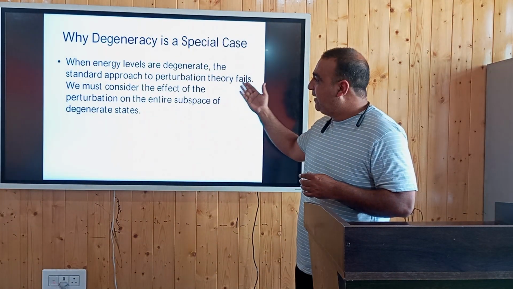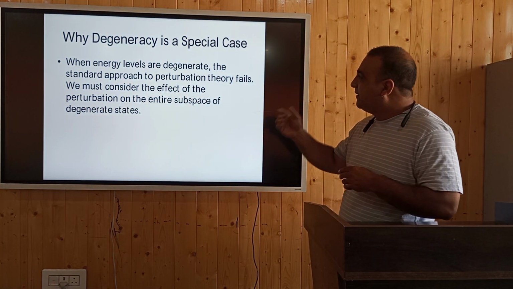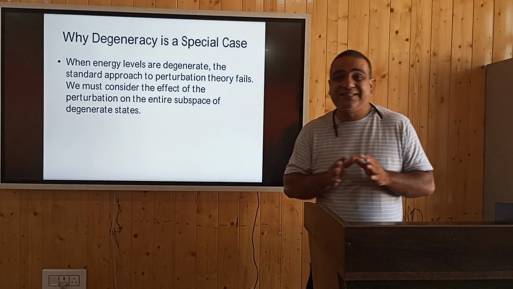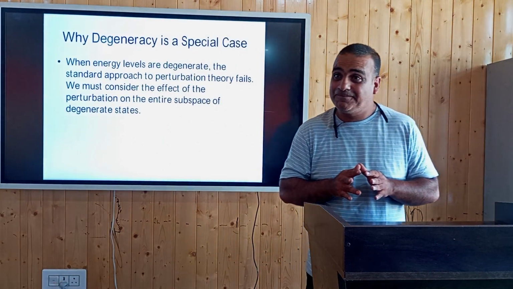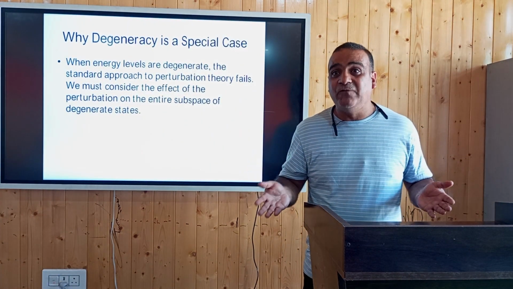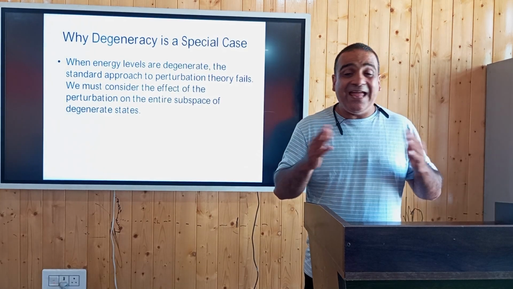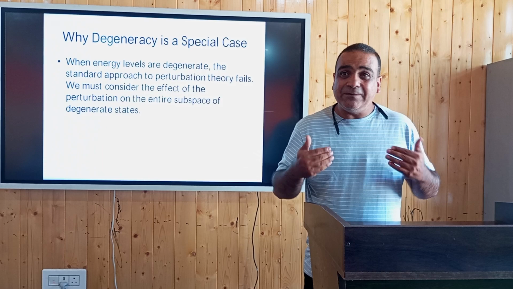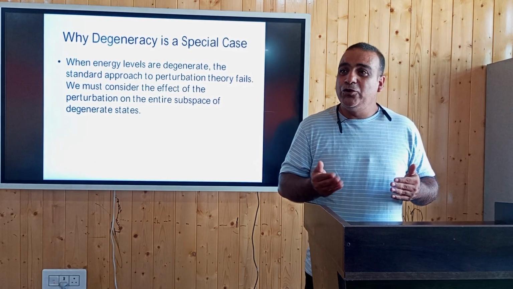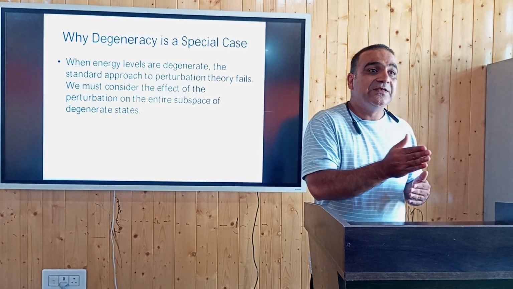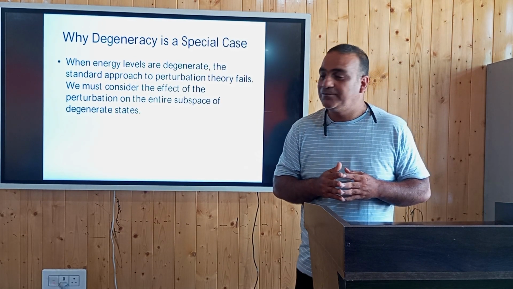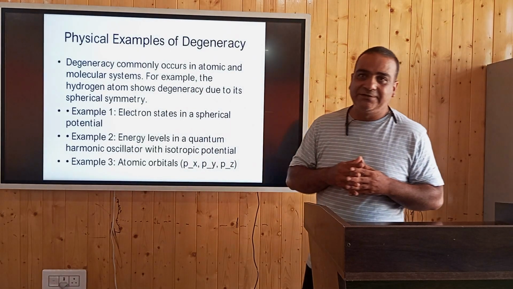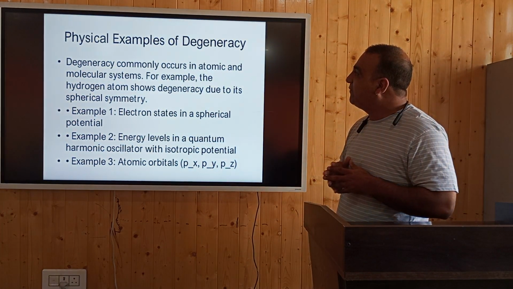The perturbation theory fails. So we must consider the effect of perturbation on the entire subspace of degenerate states. You have to develop a new framework, and you will choose a different basis. In that vector space, you will choose the vectors which have the same energies. Getting my point?